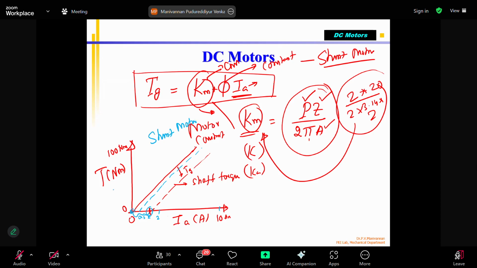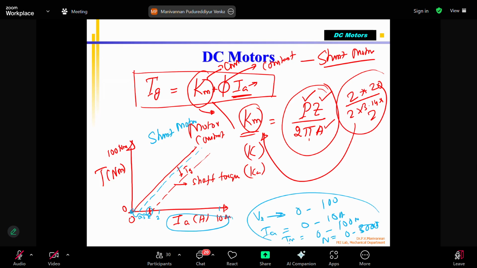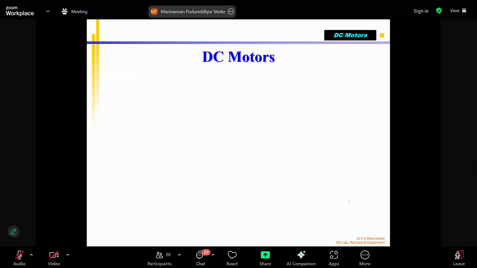Current versus torque generated in the shunt motor. Current only depends upon the supply, correct? Or VS. If I vary the VS, supply voltage 0 to 100, automatically the motor current IA will vary, correct? From 0 to 10 amps max. So the motor torque TM will vary 0 to 100 Newton meter. Then motor speed will vary 0 to, say, for example, 3,000 or 5,000 RPM. So whatever the motor rated RPM, it is going to vary. So this is one thing.